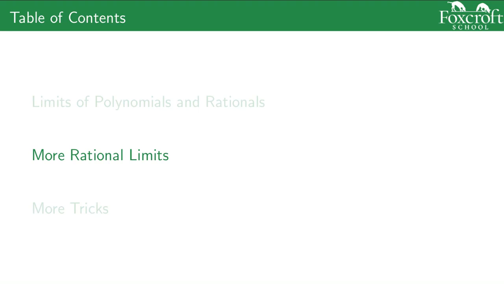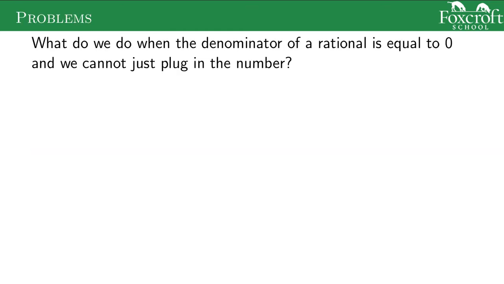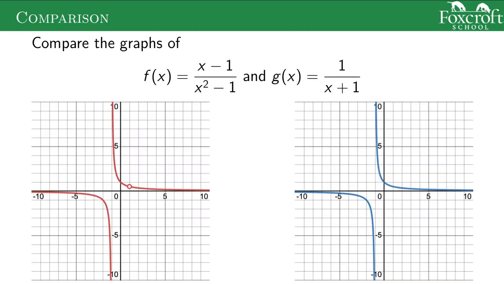Everything might not always turn out great when you're dealing with rationals. Sometimes you will get a situation where you're trying to divide by 0, and that's what we're going to look at in this video. So what happens if the denominator would be equal to 0 when you try to plug in that number?